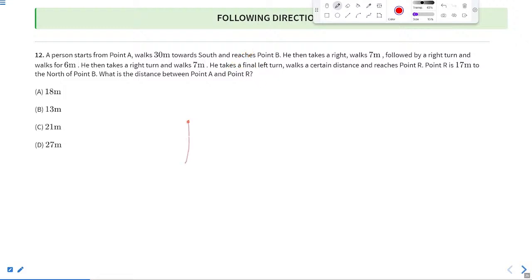Point A, 30 meters south to point B. Then takes a right, walks 7 meters. Right turn, walks for 6. Then turns right and walks 7. Final left turn, he walks a certain distance and reaches point R.